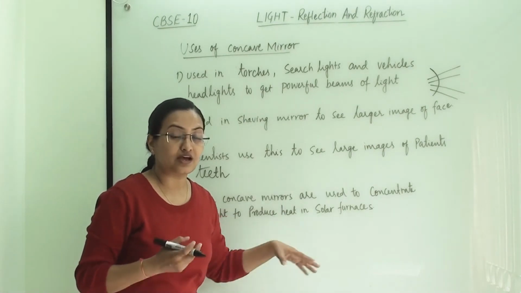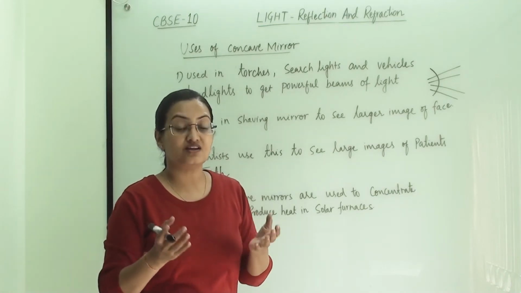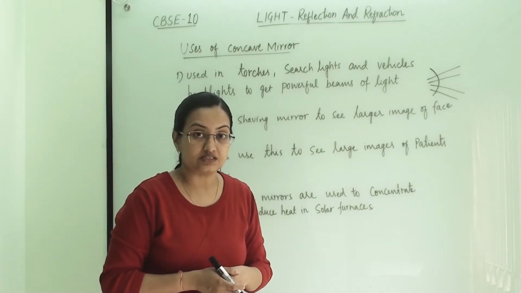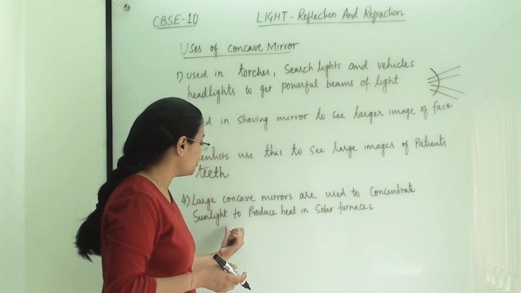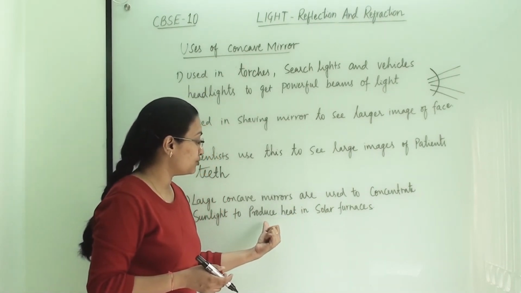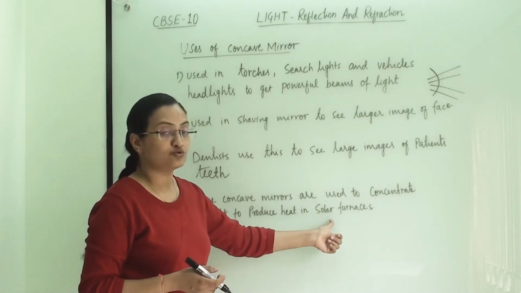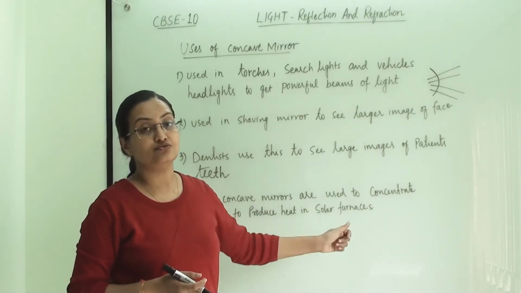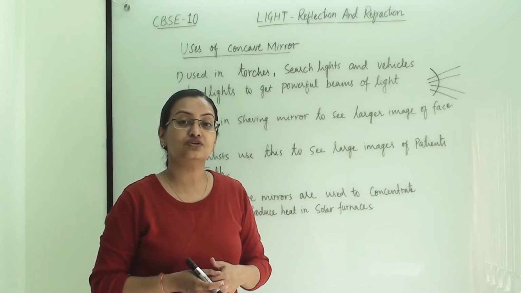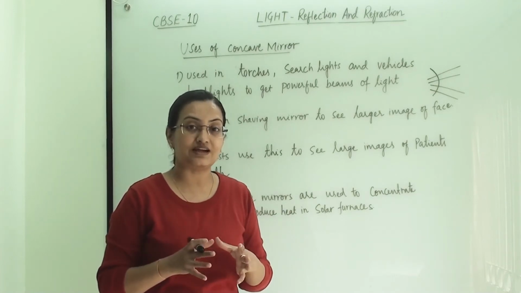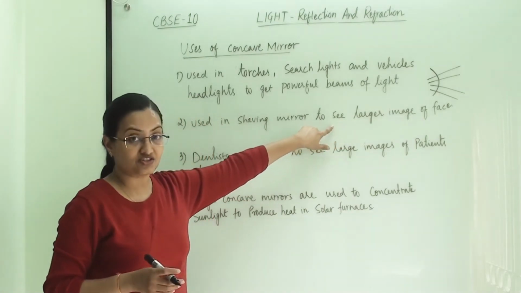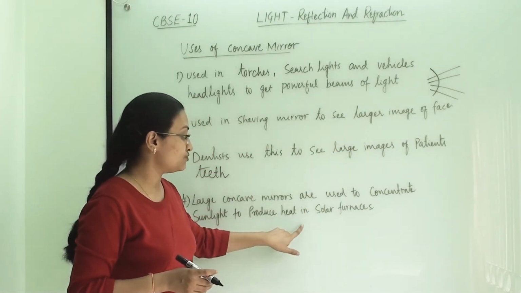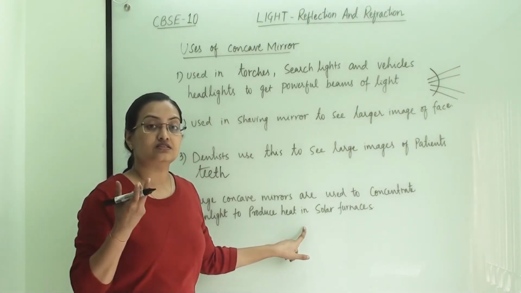Yes, it is true that when we require a large amount of solar heat, then we can use these concave mirrors, and actually we are using them to produce heat in solar furnaces. So these are the uses of concave mirror based on its characteristic property that it will give a powerful beam of light, it will give a larger image, and it will concentrate the sun rays.